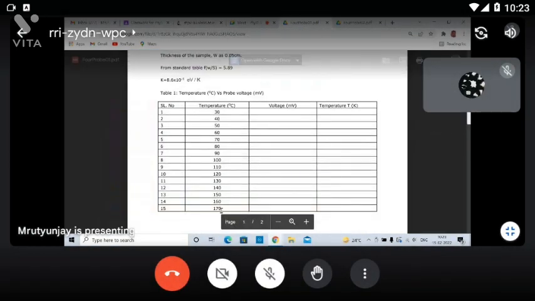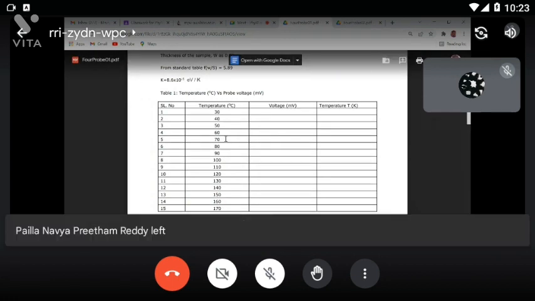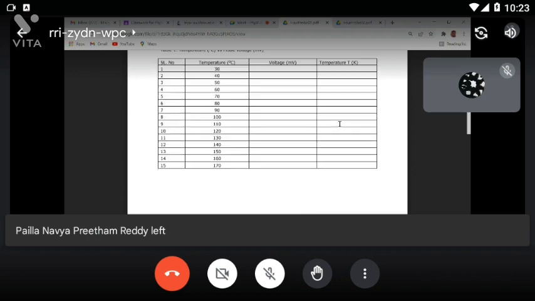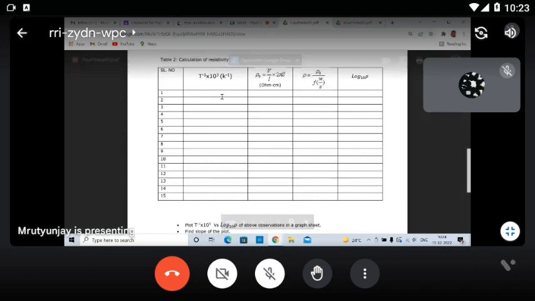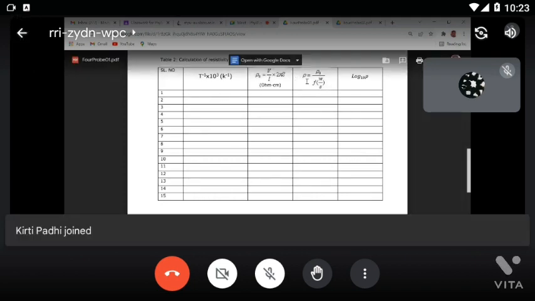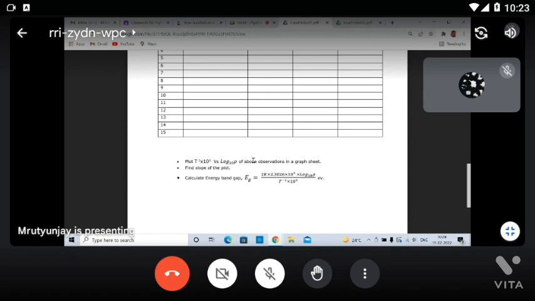170 degrees Celsius. After the observation part is over, you need to convert the temperature to Kelvin by adding 273 to each. Then find T inverse into 10 power 3. Then rho naught, then rho, then log rho base 10. Plot a graph by taking T inverse into 10 power 3 along the x-axis and log rho base 10 along the y-axis. Then find the slope of the graph and put the slope in the formula of the energy band gap. Then you got the result.